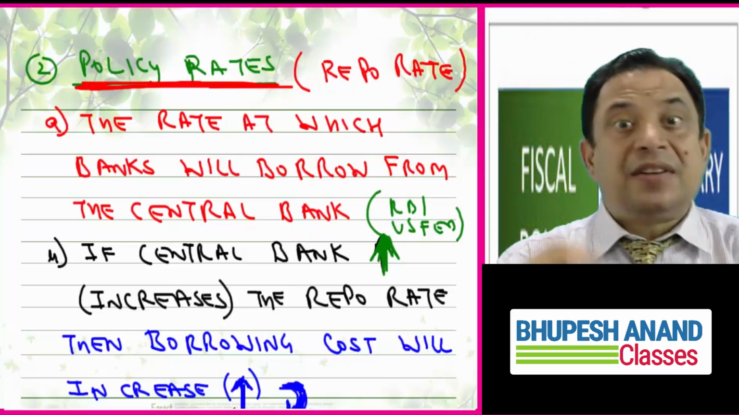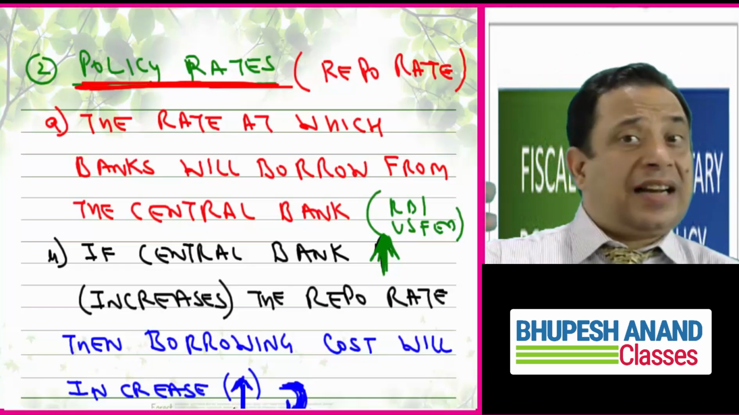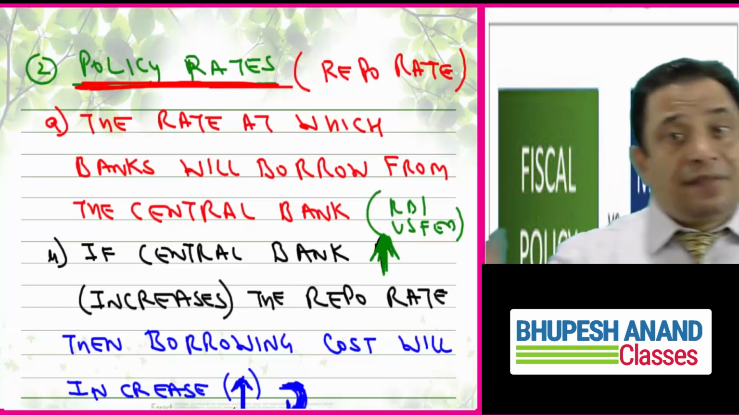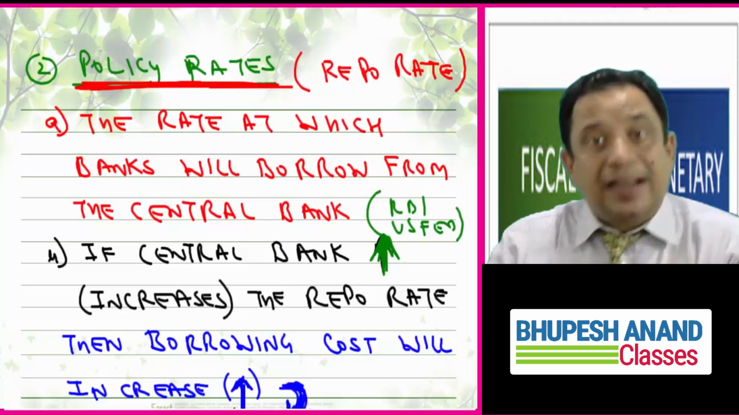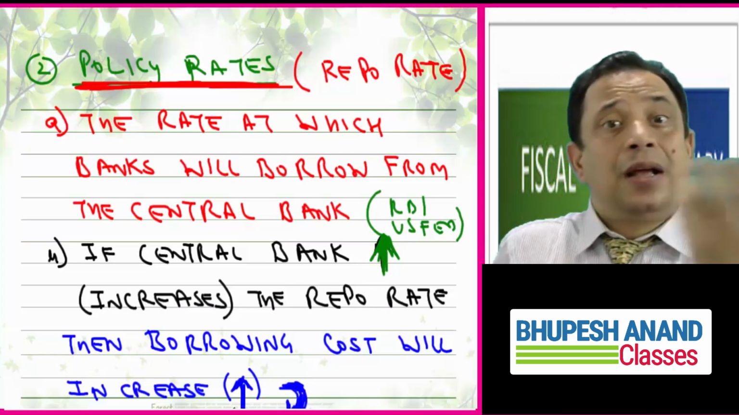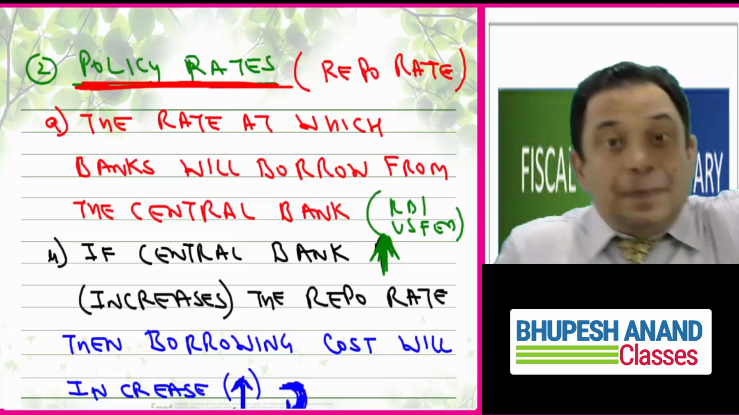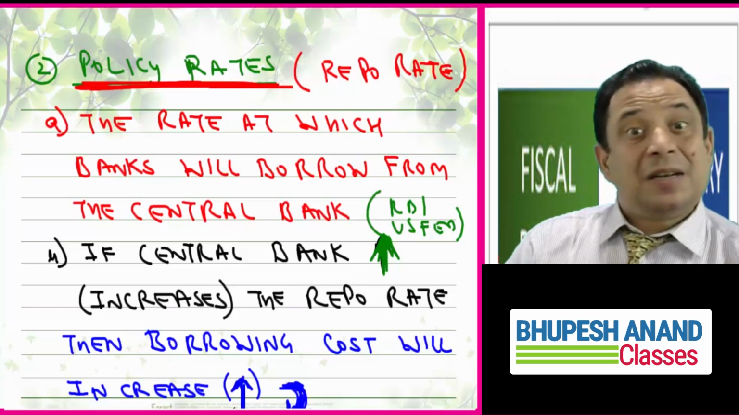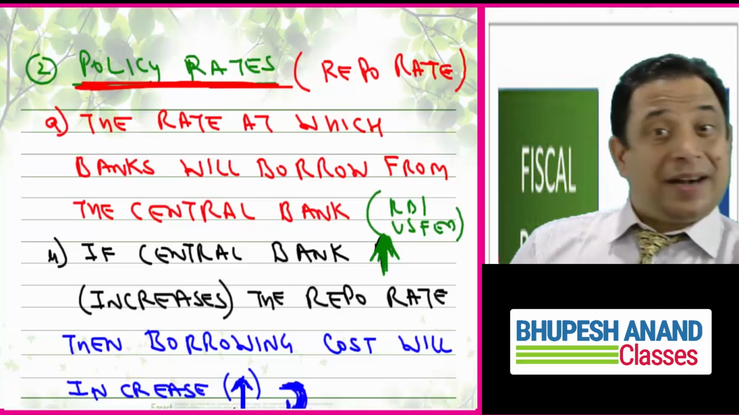So I am discussing what are the tools of RBI, what are the tools of any country's central bank. There are three tools which we are going to start with. One is policy rates. Within policy rates, we have repo rate and reverse repo rate. Repo rate is the rate at which the central bank lends money to the commercial bank, and reverse repo is the rate at which the commercial bank lends money to the central bank. It is opposite. You're getting my point.